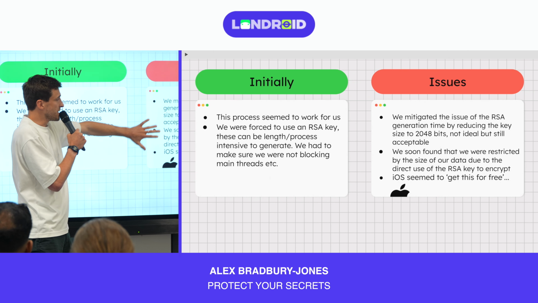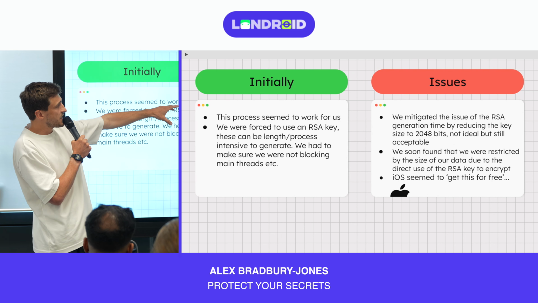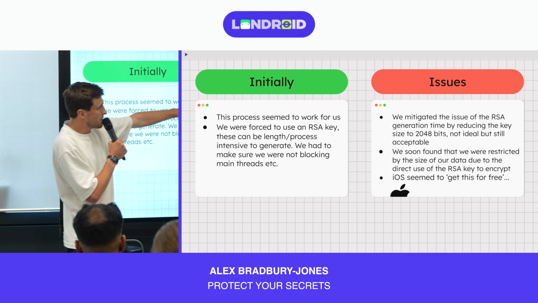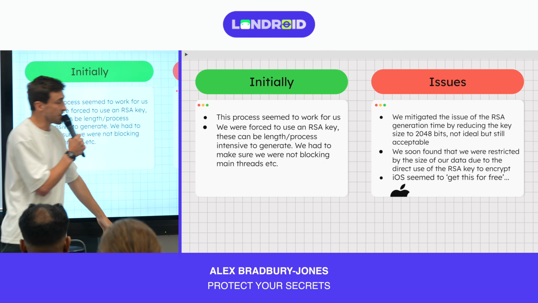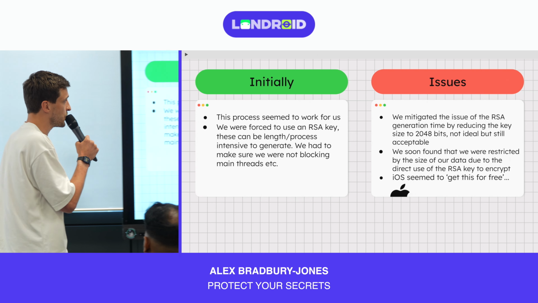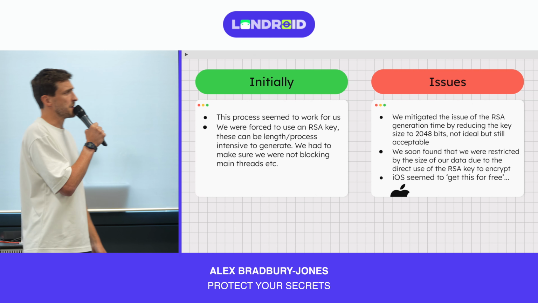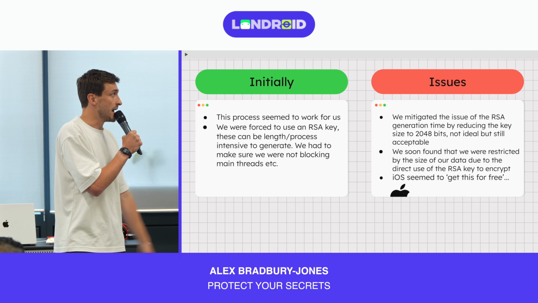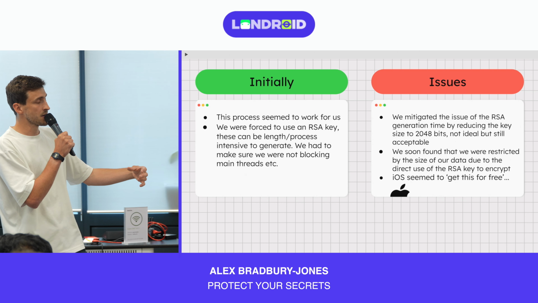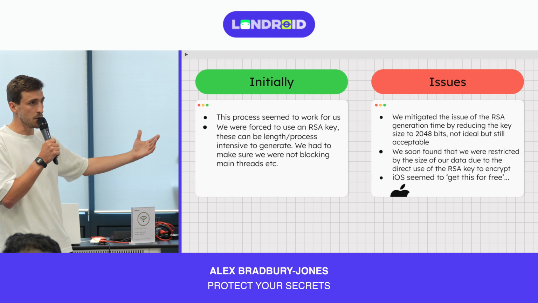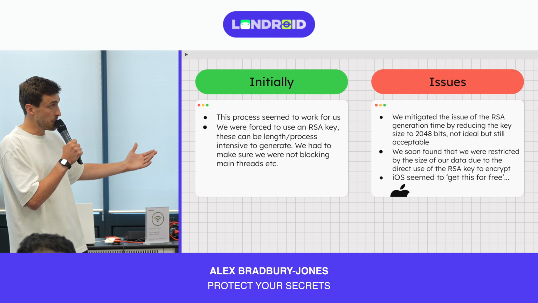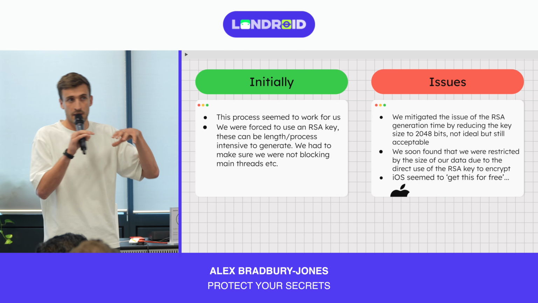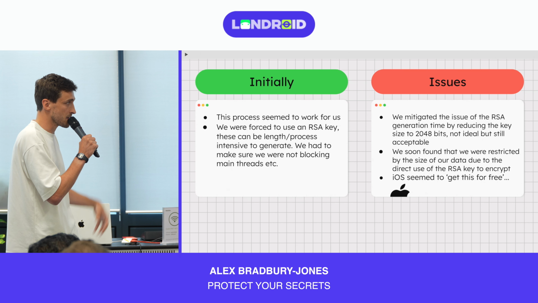We did then run into some issues, and as I said, we mitigated the RSA key generation time. We reduced our key size. I think initially it was at 496 bits, or maybe 3, I can't remember, but it was larger than that, and so we reduced the size, still within an acceptable range, and that helped. And like I said, we did a few things to make sure it was not running on the main thread and things like that.